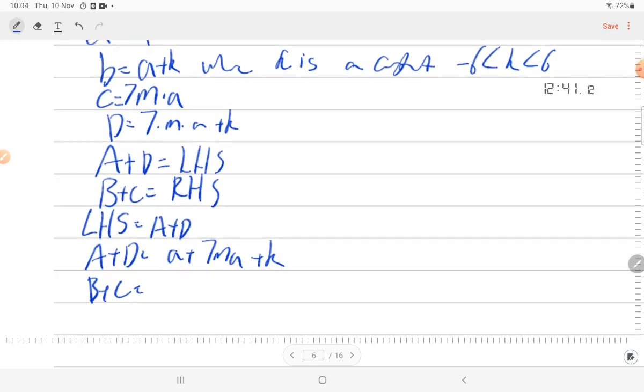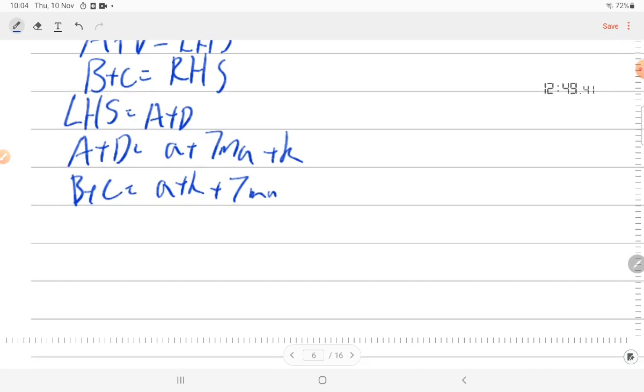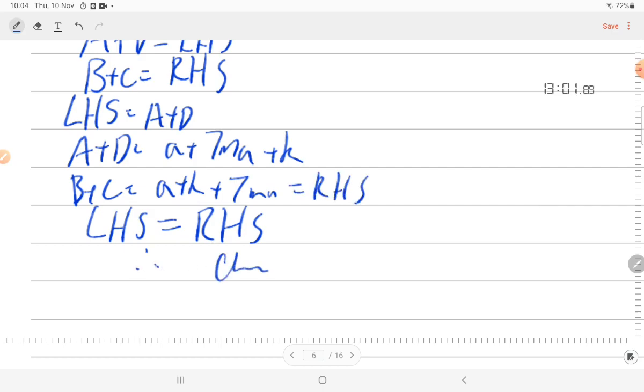C is equal to a plus k, 7ma. Left hand side is equal to right side. Therefore, the claim is always true.